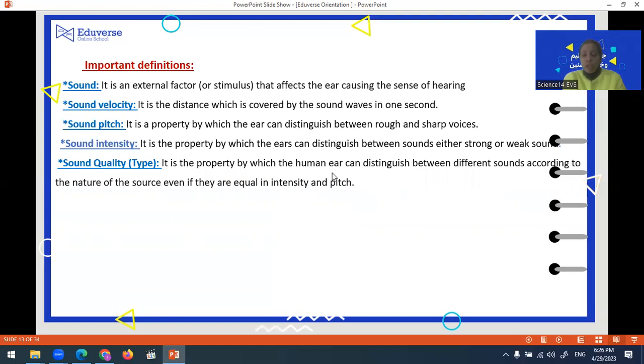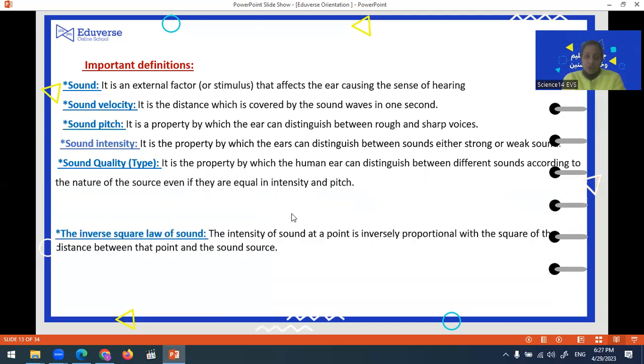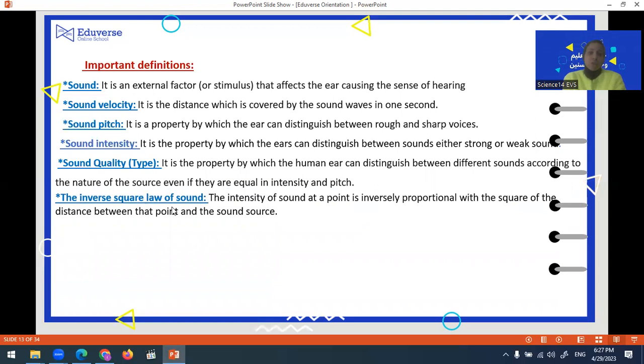It's the property by which the human ear can distinguish between different sounds, as I said, according to the nature of the source, because here the harmonic tone will differ from each source, even if they are equal in intensity and pitch. Type.